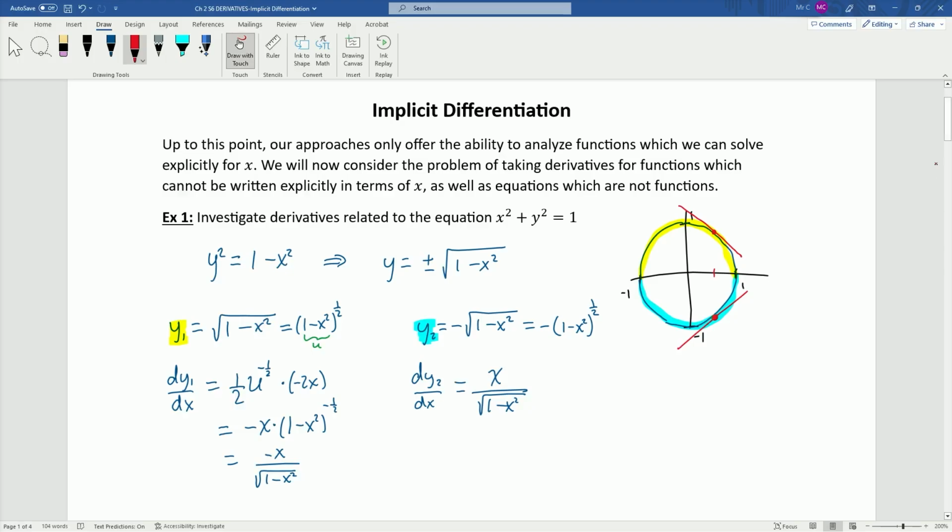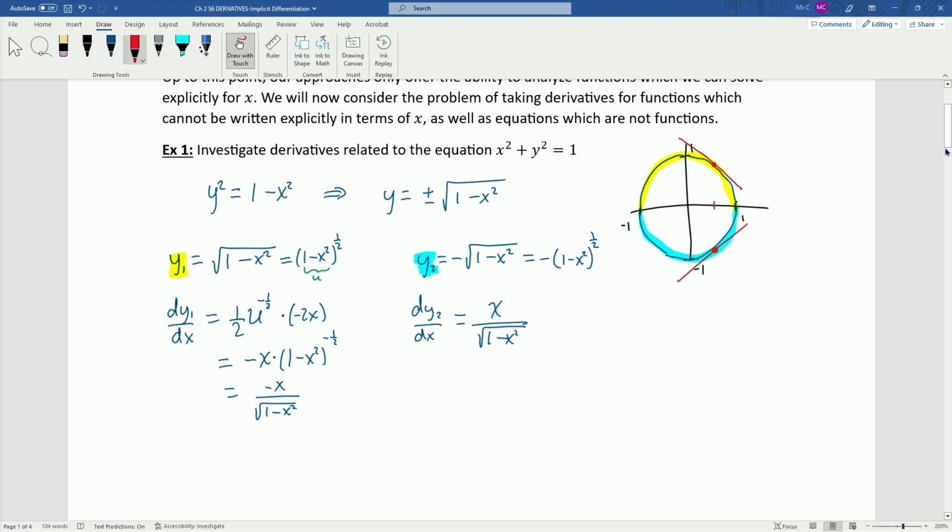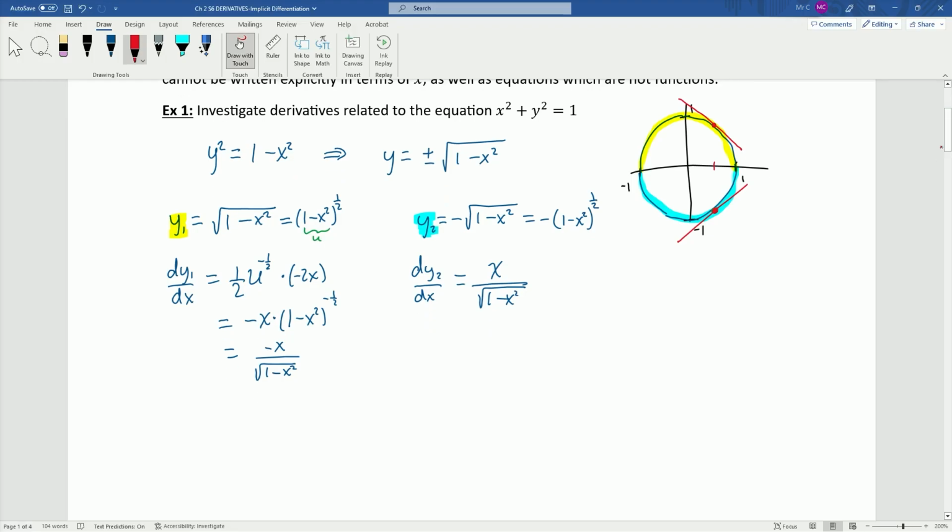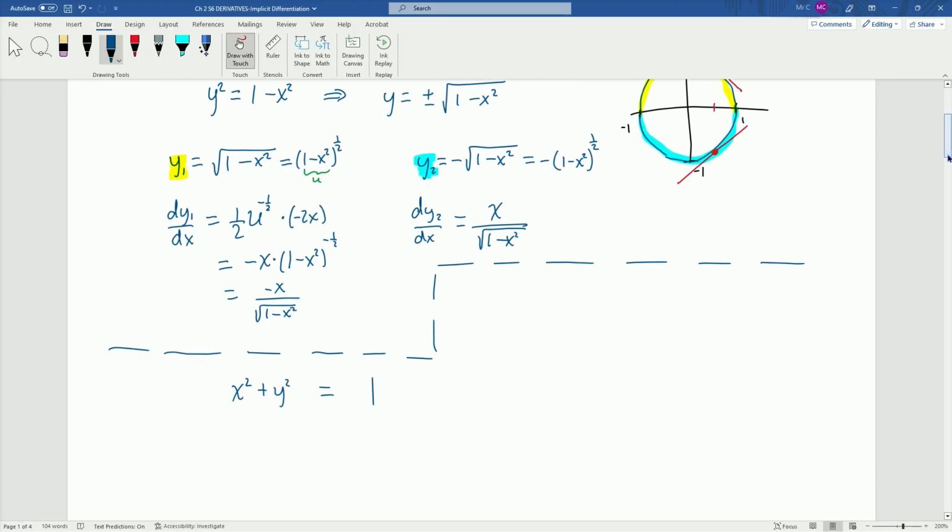But perhaps we had a function where we couldn't solve explicitly for y equals a function of x. Now that's obviously not the case here, but we're going to tackle this problem by treating it as if we were not able to do that. So now we're going to be looking at the equation x squared plus y squared equals 1, and we're going to use derivatives as operators to manipulate this equation. We're first going to touch on a few little things here.